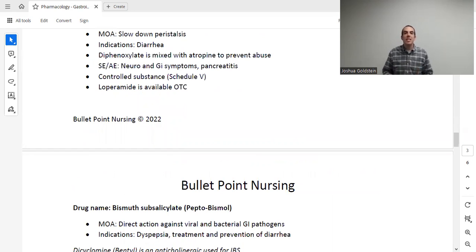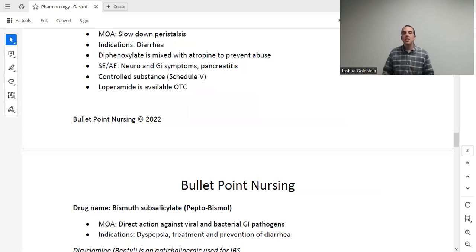Next, what are the adverse effects? There are some adverse effects. Neuro and GI symptoms are most common, as well as pancreatitis. Diphenoxylate is a controlled substance. It's the lowest schedule. It's a Schedule 5, but it is a controlled substance. The other one we already said is available over the counter.